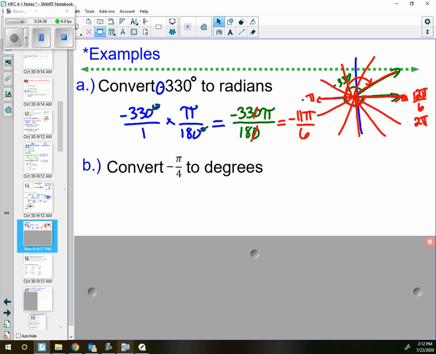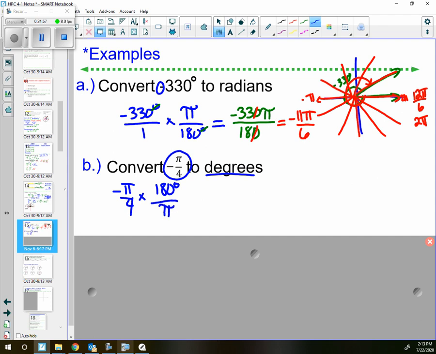All right, let's do the other direction. So negative pi over 4. Again, if it's negative in radians, it's going to be negative in degrees. And notice, how do I know I'm changing it into degrees? What doesn't that have? Degree symbol. So I'm going to multiply by 180 degrees over pi radians. So again, the radian measure would cancel, the pi's would divide, and I'm going to be left with negative 180 divided by 4. And that does end up to be a nice whole number answer, negative 45 degrees.